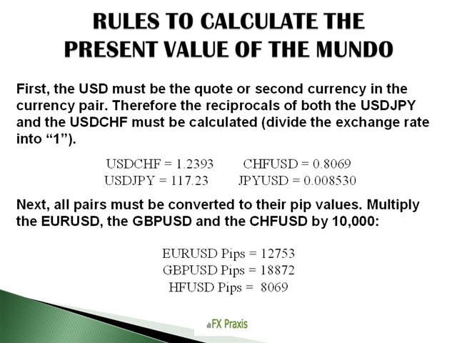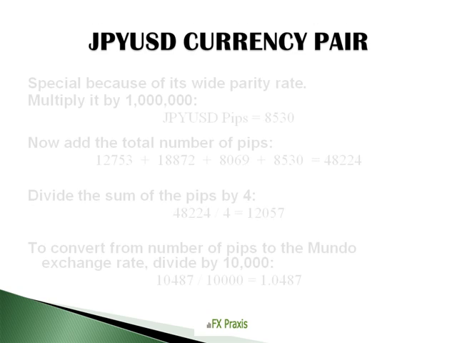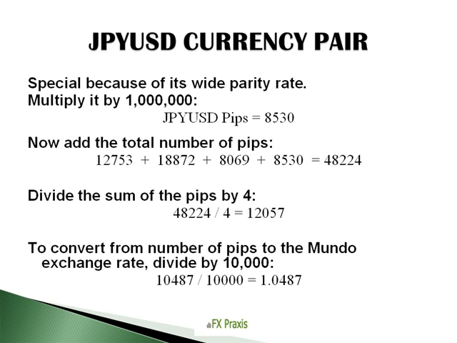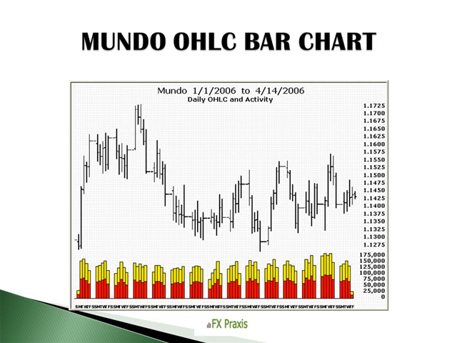The rules to calculate the present value of the Mundo are quite simple. First, the US dollar must be the quote or second currency in the currency pair. Therefore, the reciprocals of both the yen and the franc must be calculated by dividing the exchange rate into 1. Next, convert all four pairs to pips. Add up the pips, then divide by 4 to get the average. Lastly, we convert the Mundo to a standard exchange rate by dividing by 10,000.